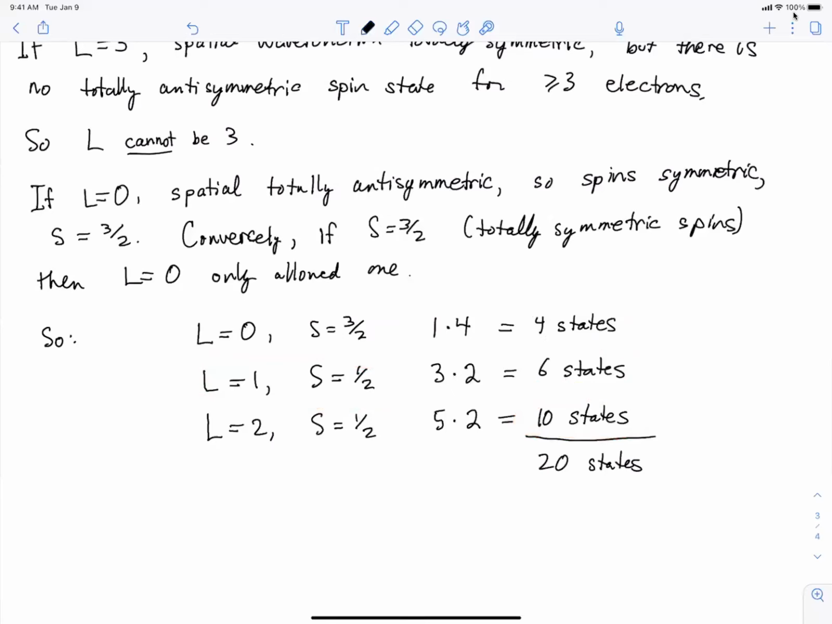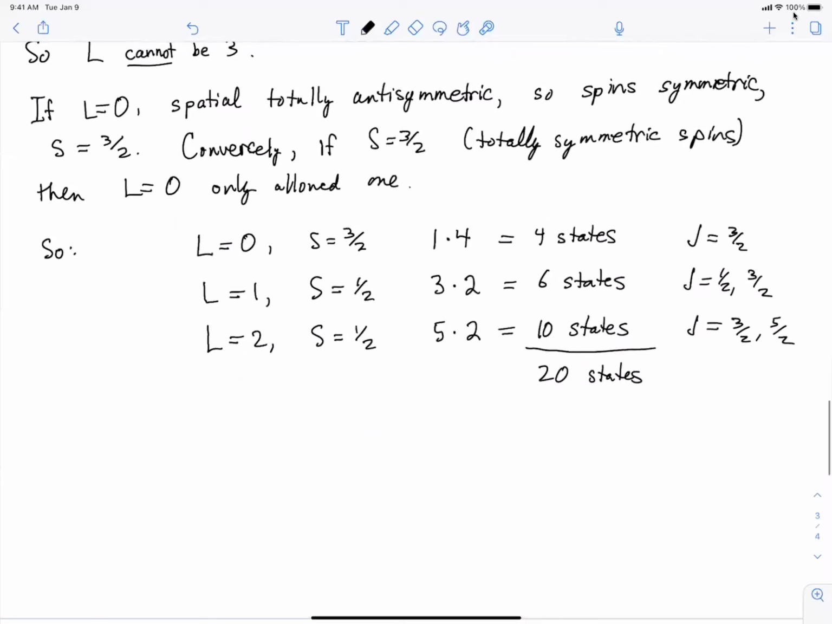Okay, so those are the L's and S's we can have. And now we just add them together to find the J's. So here, J could be 3/2. If we add 1 and 1/2, that can be 1/2 or 3/2. And if we add 2 and 1/2, then J can be 3/2 or 5/2. All right, so now we've worked out what all the Russell-Saunders multiplets are.